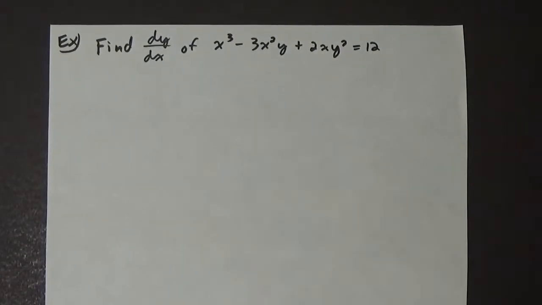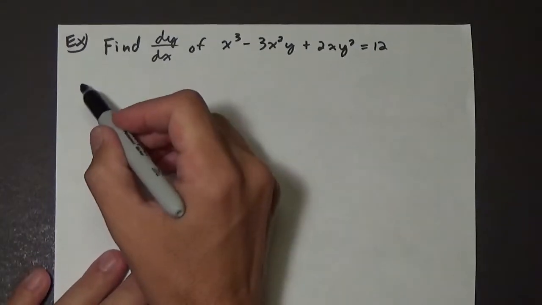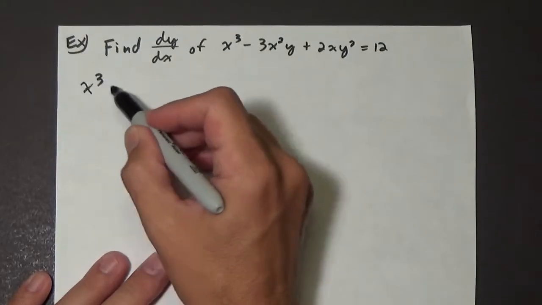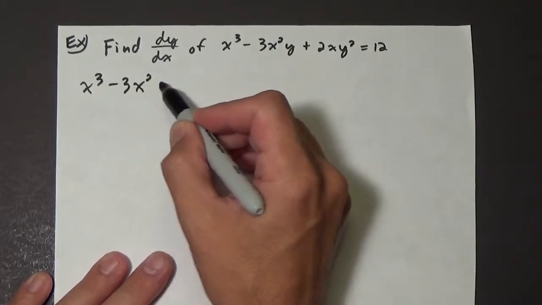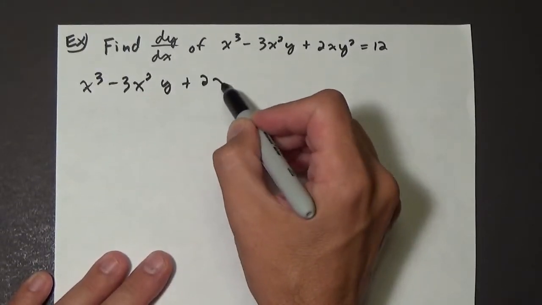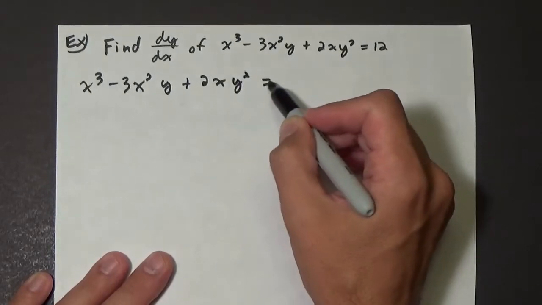In this video, I wanted to do another example of finding the derivative using implicit differentiation. So for this example, we're going to find dy/dx of x cubed minus 3x squared y plus 2xy squared equals 12. Okay, so let me rewrite that again. x cubed minus 3x squared y plus 2xy squared equals 12.